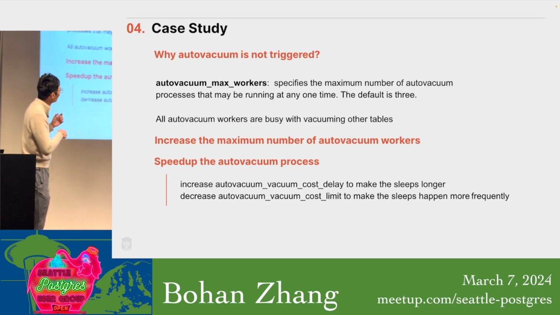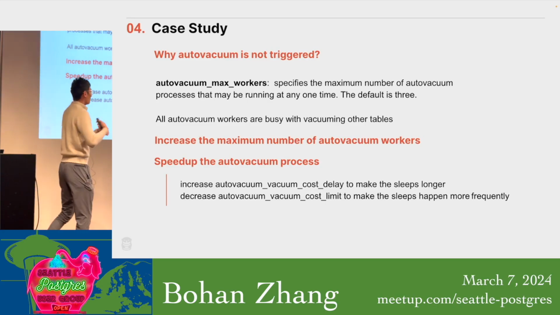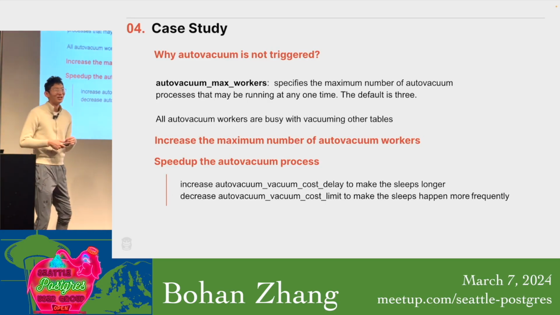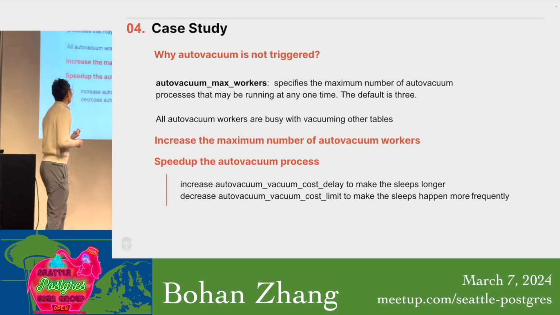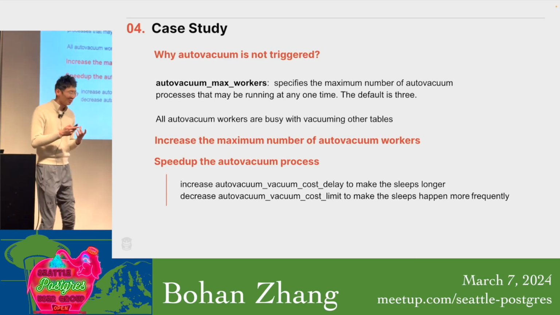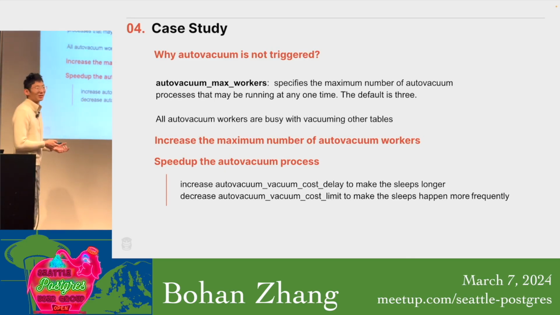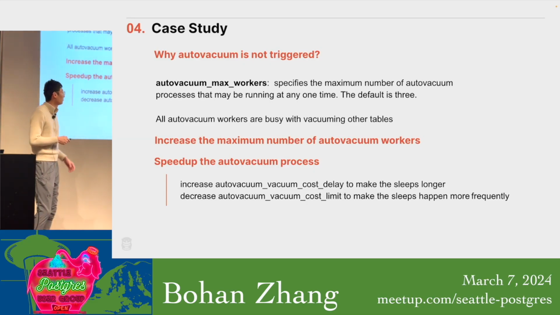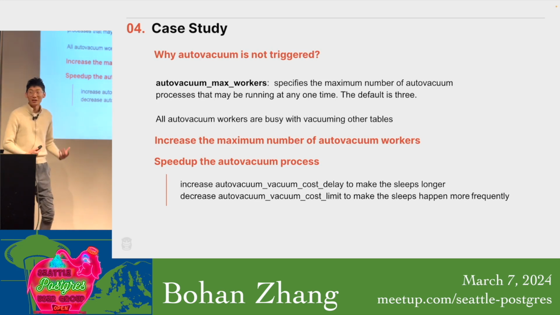Sorry, some error. It should be decrease this. If we want to speed up the auto-vacuum process, we should make the sleep shorter, so we should decrease this value. And we should make the limit larger so that you have more work done before each sleep, so we should increase this value. There's something wrong with my understanding. So we should decrease this value to make the sleep shorter and increase this cost limit value.